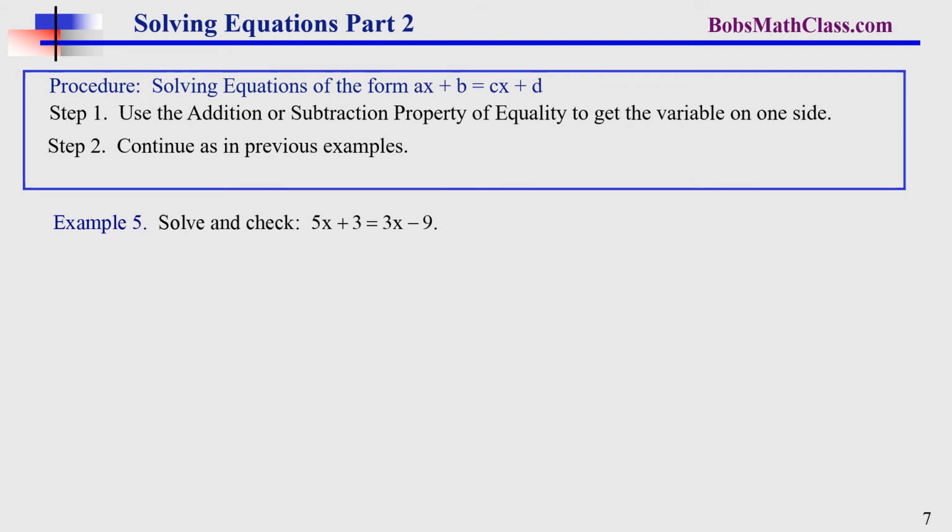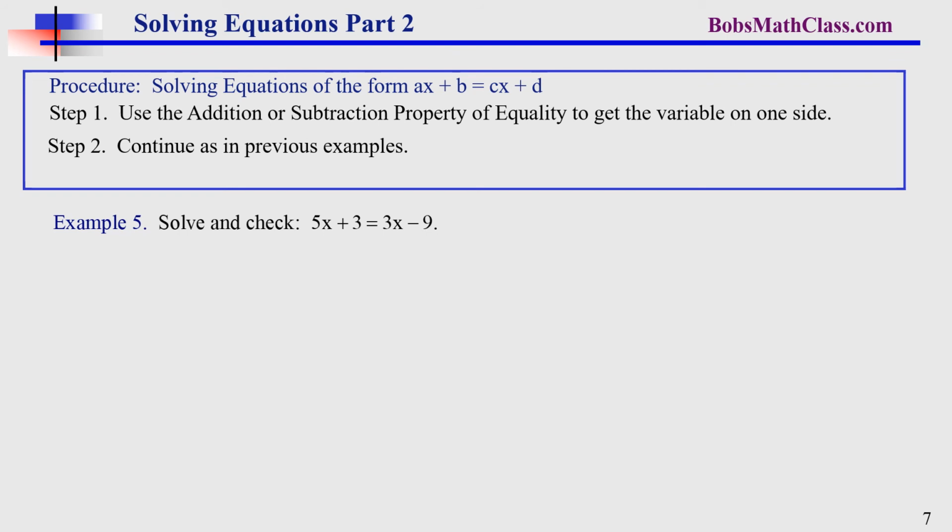All right, so step 1, use the addition property or subtraction property of equality to get the variable on one side. And then we're going to do the same thing we did on the previous examples. Okay, so here's our first problem. Solve and check. We got to do the check again. 5x plus 3 equals 3x minus 9.